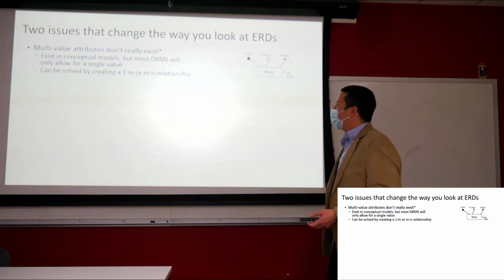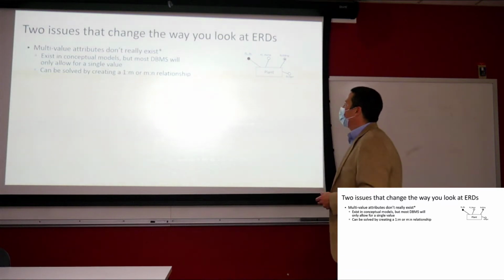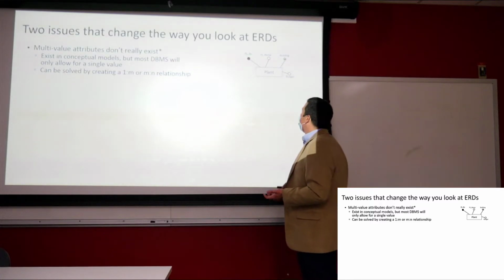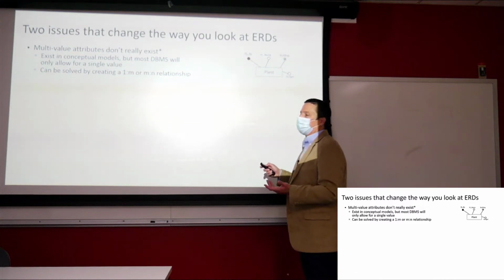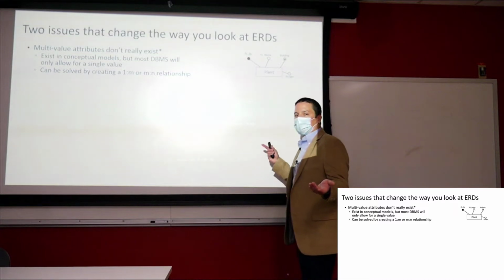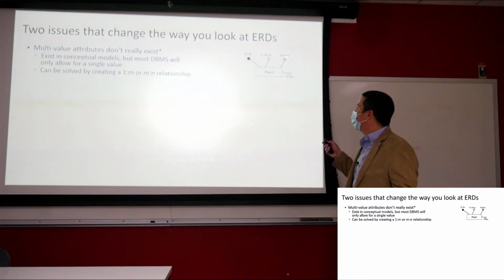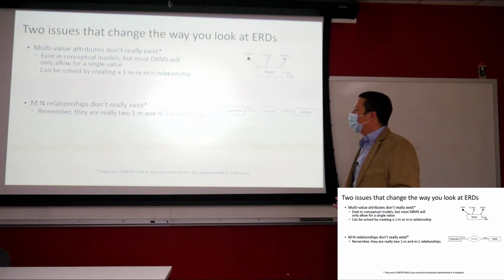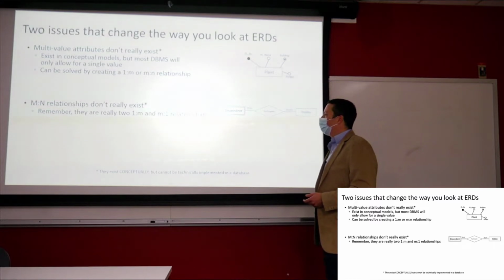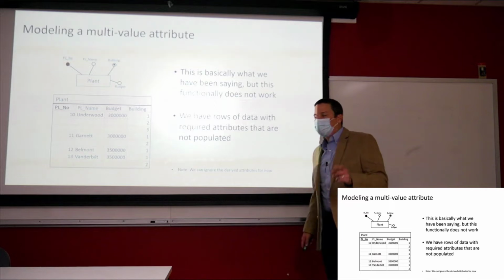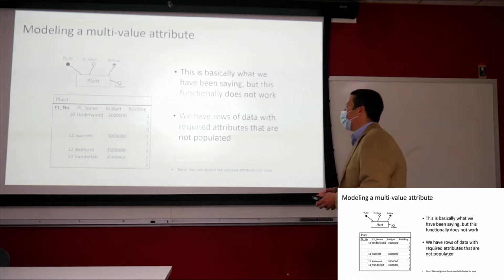So as I mentioned, multi-value attributes aren't really a thing in your database. This is only a conceptual modeling concept, right? And so ultimately, what we're going to wind up doing is taking our multi-value attribute and creating either a one-to-many or many-to-many relationship with another entity. And in this case, we'll see it's a weak entity in order to get all of these multiple values that would be associated with this attribute. And then similarly, many-to-many relationships don't really exist. They're just this combination of 2 one-to-many relationships. So how we actually need to model a multi-value attribute in order to be able to create it in the database.